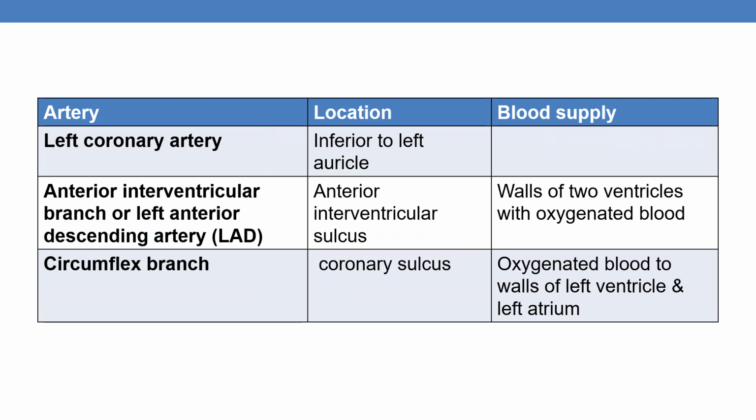Now coming to the left coronary artery, the location is inferior to the left auricle. The branches of the left coronary artery are the anterior interventricular branch, or left anterior descending artery, LAD, and the circumflex branch. The location of LAD is the anterior interventricular sulcus and it supplies the walls of the two ventricles with oxygenated blood. The location of the circumflex branch is the coronary sulcus, and it supplies oxygenated blood to the walls of the left ventricle and left atrium.